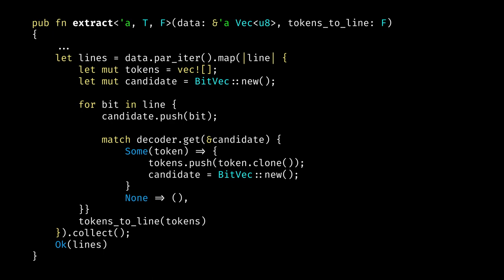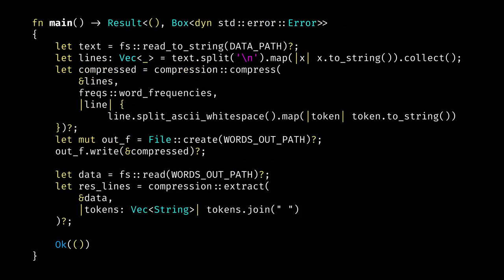After reading all the bits in the line, we convert this to the actual string by using the tokens-to-line closure, calling it on the vector of tokens. And of course, to compute those lines, we collect and we return it as OK lines. And now we are done. This is a very simplified version of our main function.